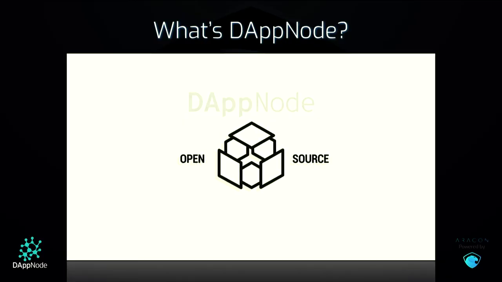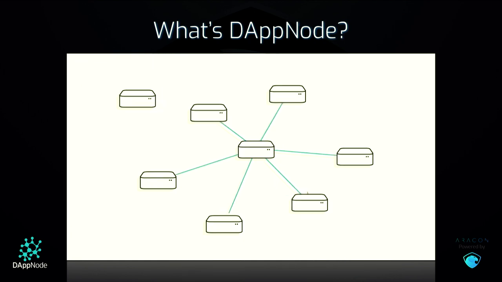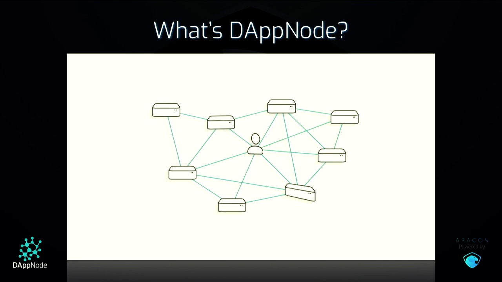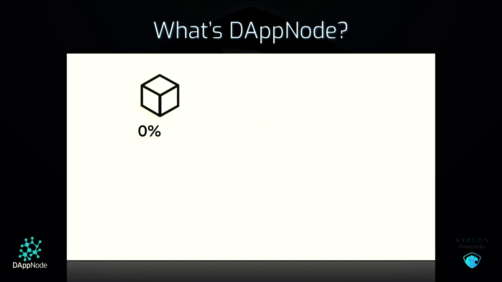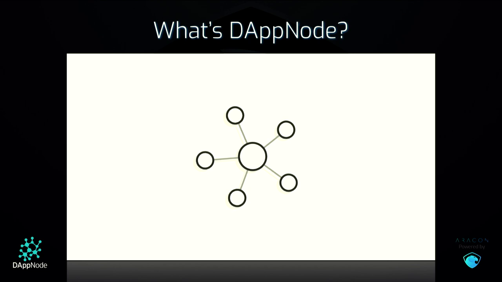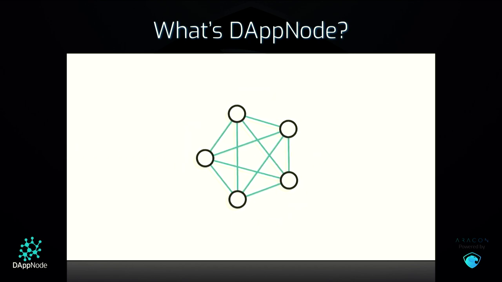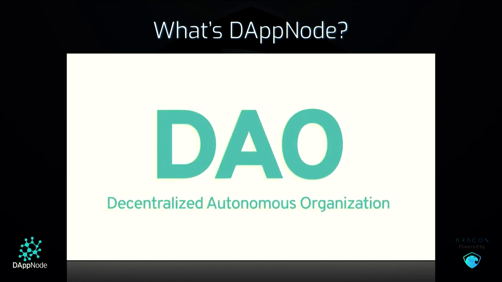DAppNode is open source software that can be installed on your own device to create a decentralized hardware layer which allows anyone to run their own nodes, making it easy for every kind of user to achieve the full potential of decentralized technologies. When we stop using centralized platforms to access decentralized services, we create a censorship-resistant network that is maintained by users but controlled by no single entity.